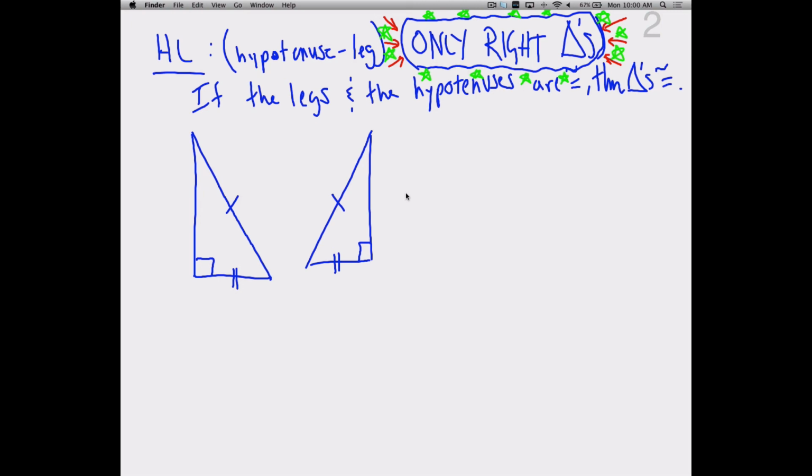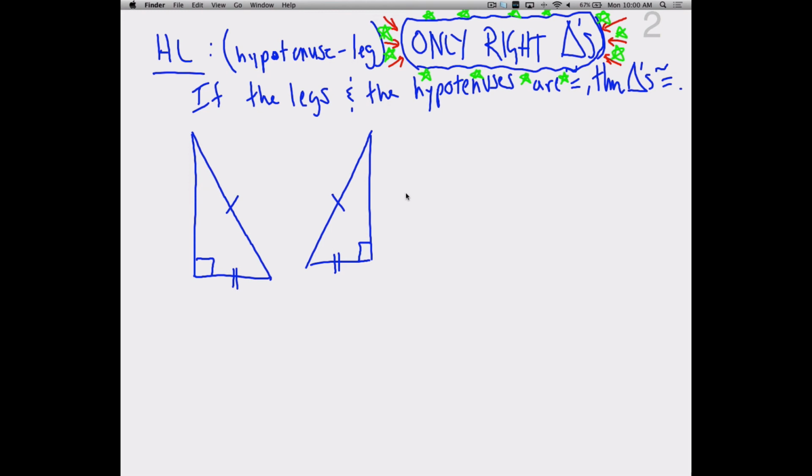So even though it would appear that you only need to establish two congruent things, you actually need three things: two pairs of congruent sides, and you need to make a statement that they are in fact right triangles. And that can come about in a variety of different ways. Okie doke?